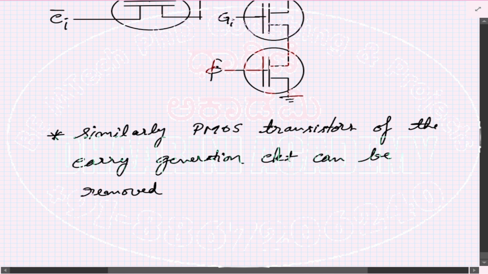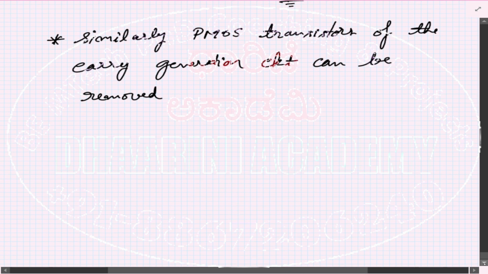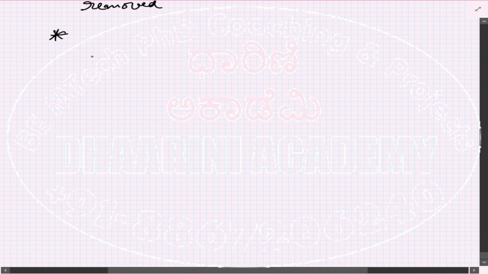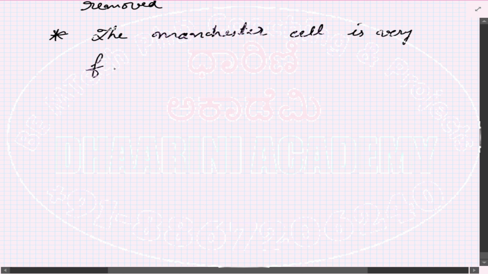Since you have fewer transistors in your circuit, the advantage of Manchester is that it is very fast. But if a large set of such cascaded cells is used in a circuit, that will slow down the process because there is what is called an RC effect. RC means there is a time delay associated with it, so it will generate a propagation delay in your circuit. The Manchester cell is very fast.